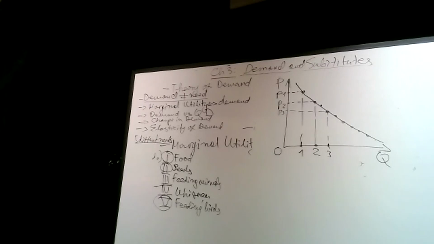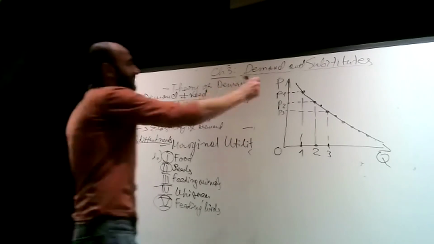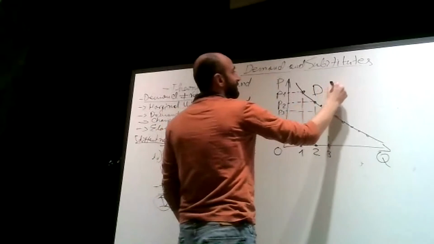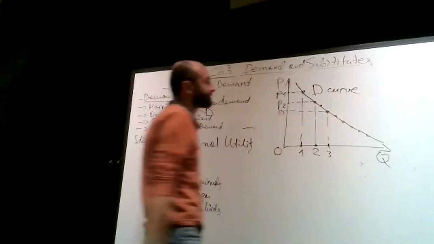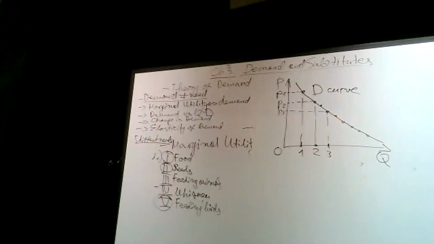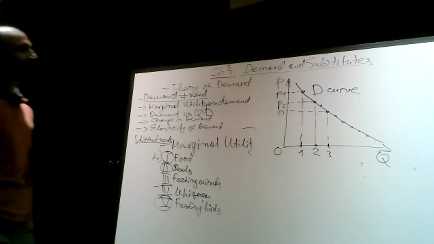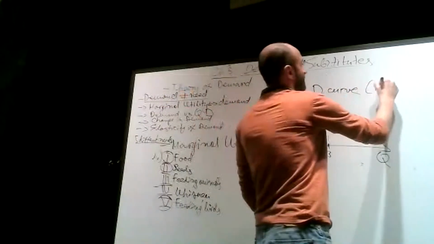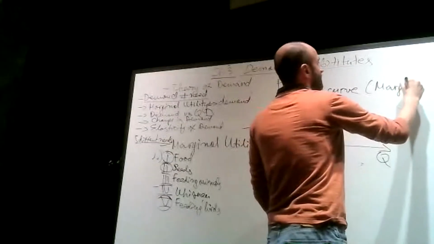But the curve itself is called the demand curve. That's demand for you. That's the first law of demand. Demand curve. We can call it here the marginal benefit curve. If we analyze the demand curve in this way, why is the demand curve the marginal benefit curve? Can anyone guess?